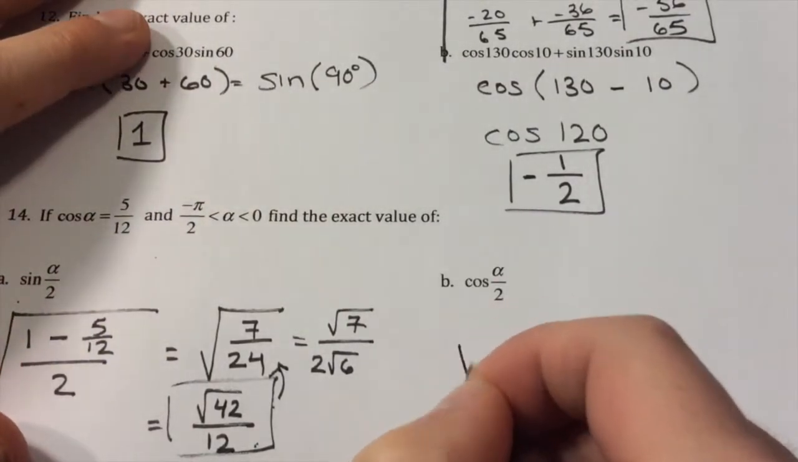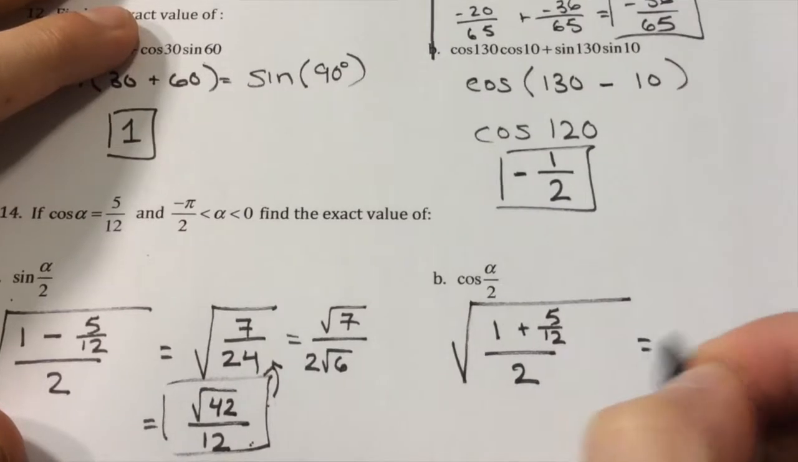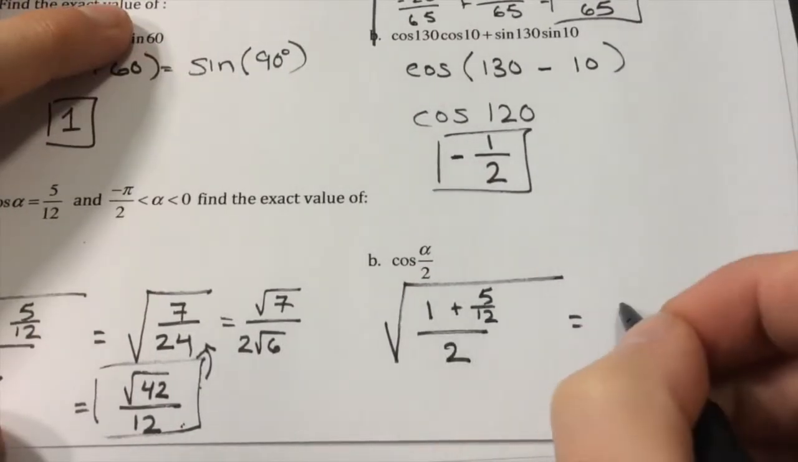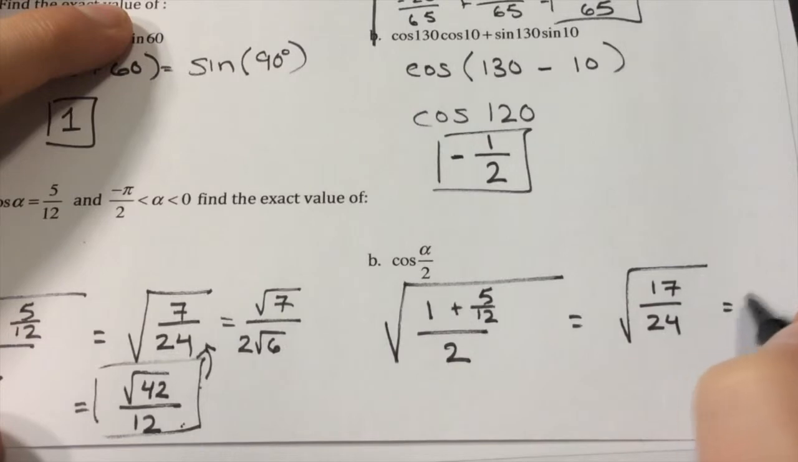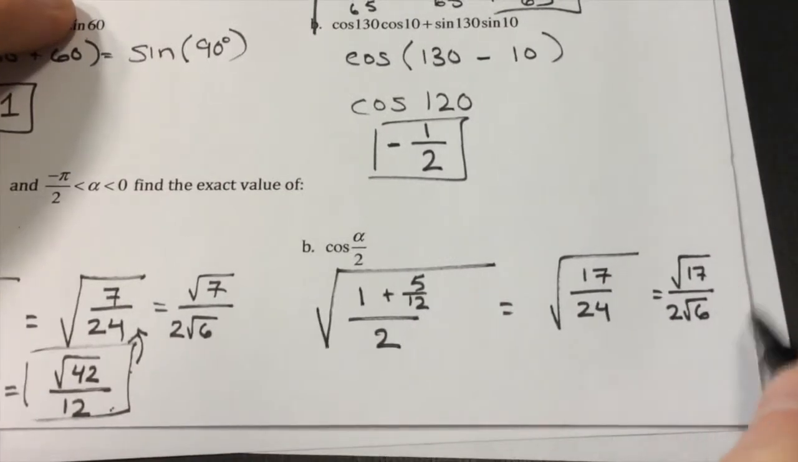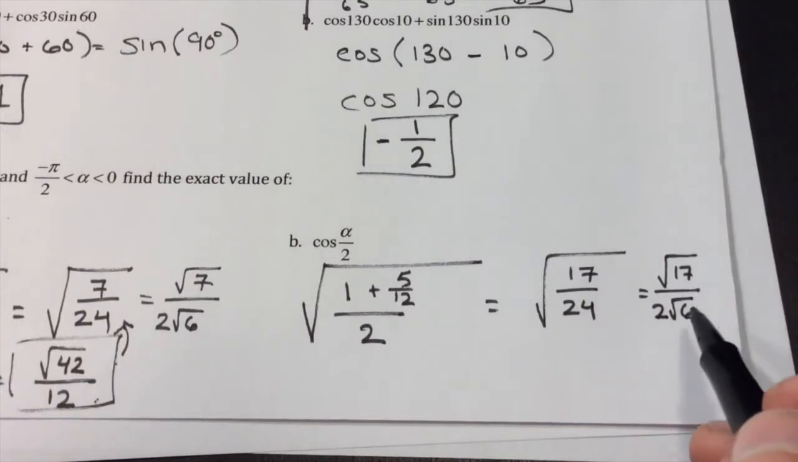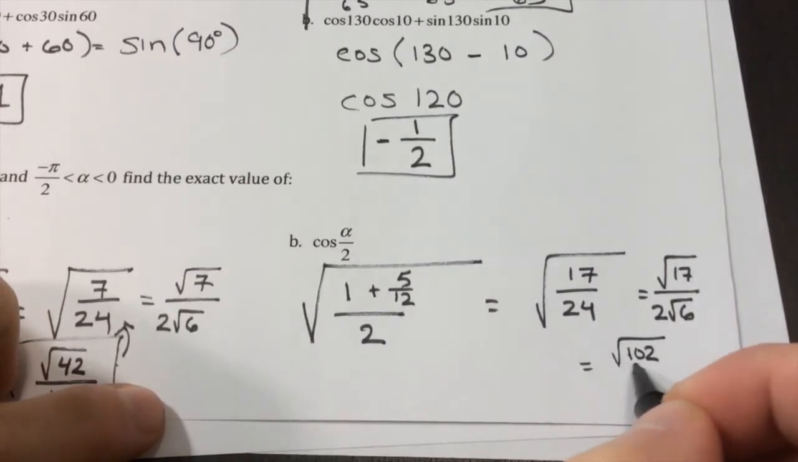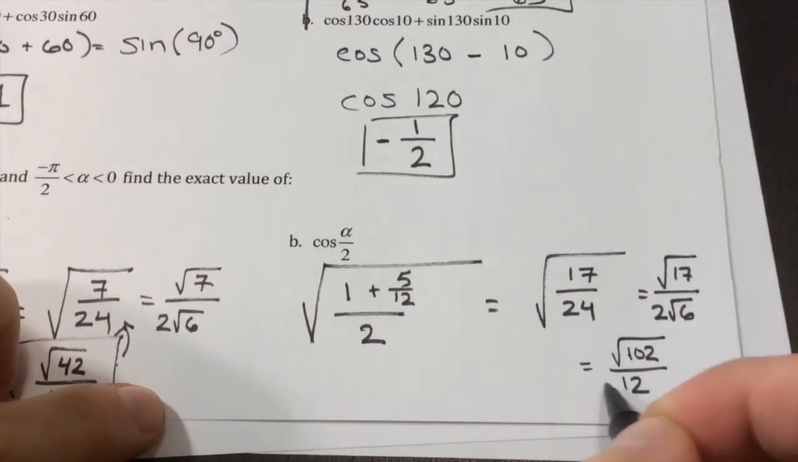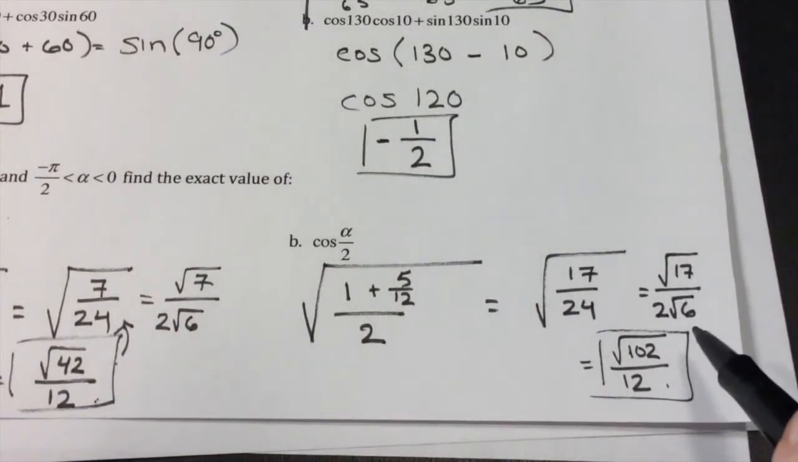So I go with cosine. Cosine is the square root of 1 plus 5/12 over 2. 12 plus 5 is 17. So this is the square root of 17 over 24. So again, this is the square root of 17 over 2 root 6. Rationalize this. 6 times 17 is 60 plus 42, so that's 102. So that's the square root of 102 over 12. Double check my math on that. That was quick. That was 6 times 10, 6 times 7, add those two together.